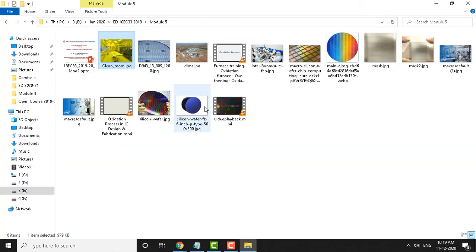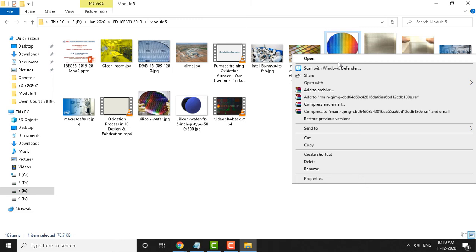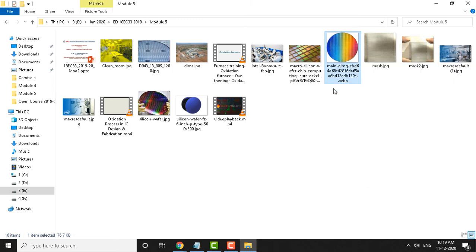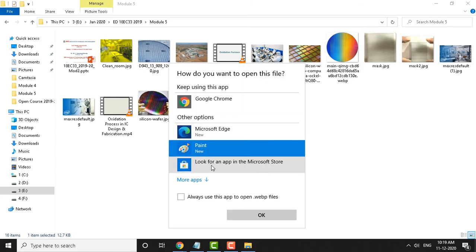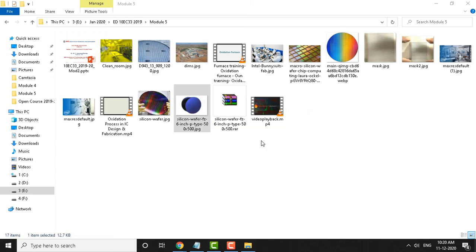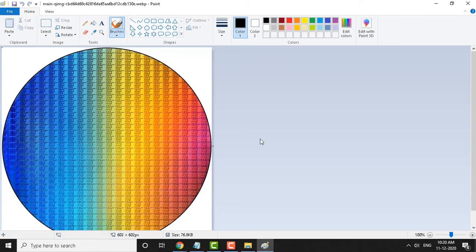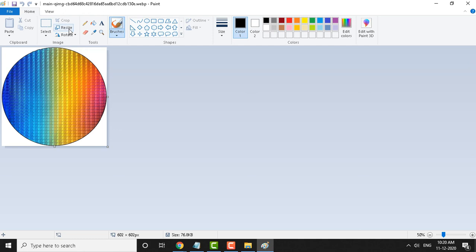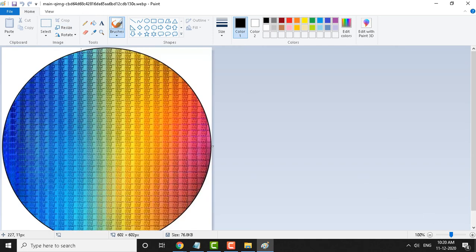I just want to show you how the wafer looks. Okay, you can see this is a silicon wafer. The small surface that you see here is one IC. Within this you will see billions of transistors. Okay, I just want to highlight this small portion that you see here. This is going to be one chip.